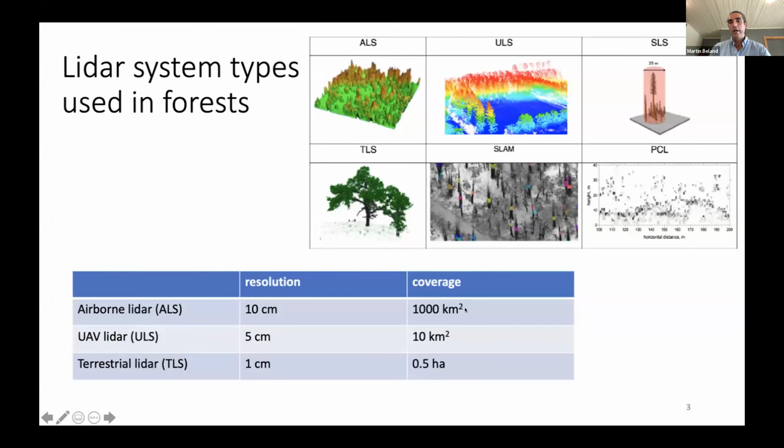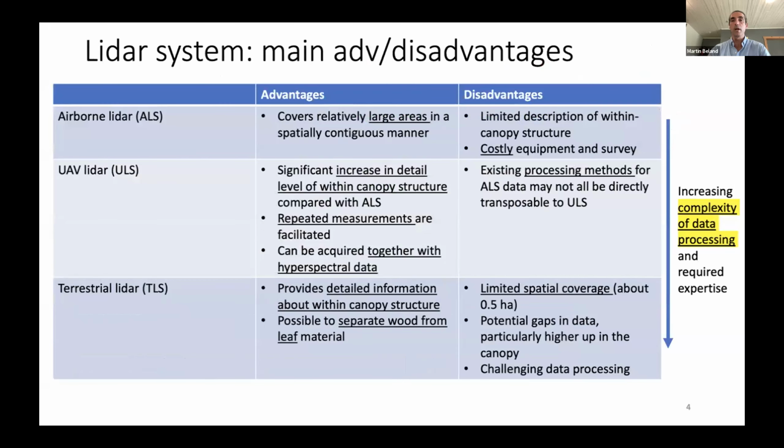Then airborne is very good at covering large areas with a manned aircraft. UAV is smaller areas, but this area coverage is more in line with typical footprint from a flux tower. So the UAV, I'm going to suggest here, in terms of coverage and resolution is a good match with the size of the footprint from a flux tower. The terrestrial LiDAR has a much higher resolution, but the coverage is much smaller. So it is smaller than the typical footprint of a flux tower.